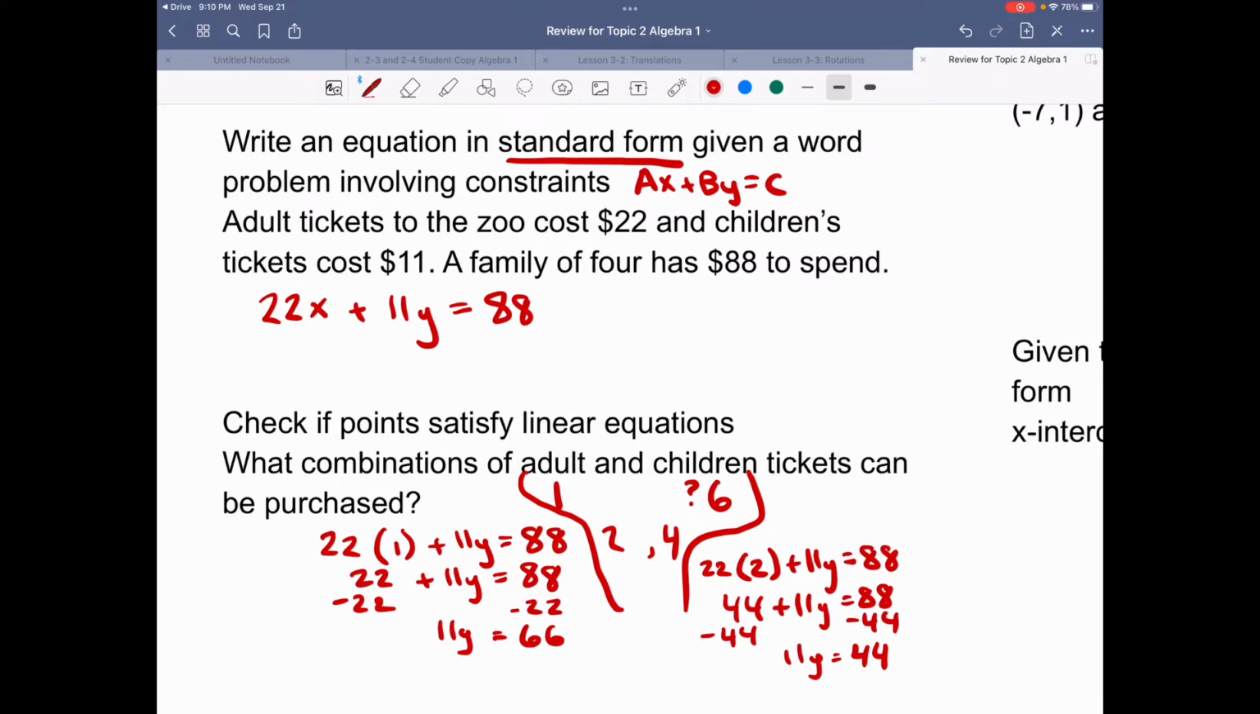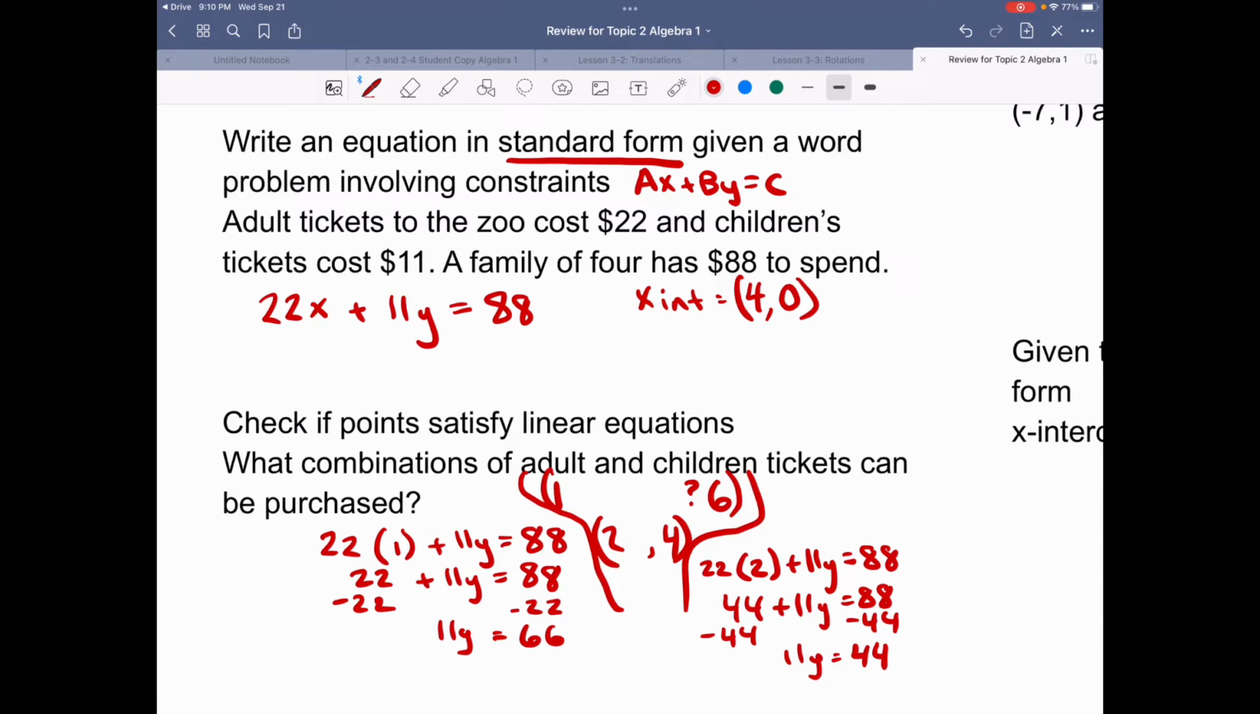And these could be points on your graph. So this would be a point on your graph, 1, 6 would be a point on your graph. If you solve, like let's go back to the top one and let's cover up the y, 11y. So what's 88 divided by 22? So the x-intercept would be 4, and that would mean 4 adults could go, but 0 children could go.